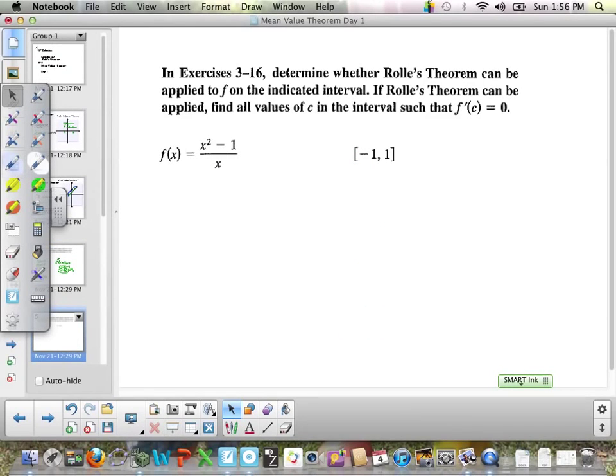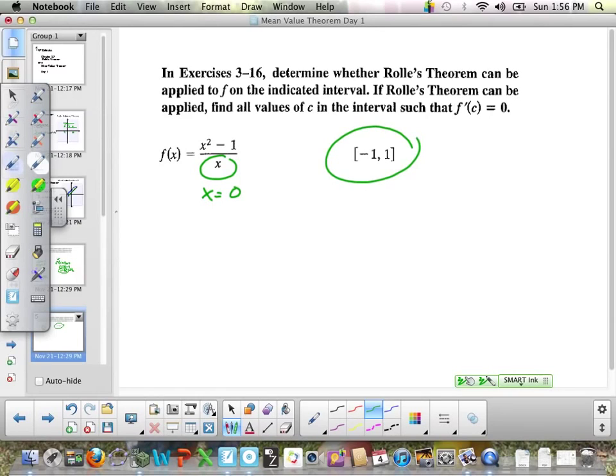Okay, again, Rolle's theorem. Check, can it be applied? First, is this function continuous? Well, right here, when x is 0, we're dividing by 0. So it is discontinuous at 0. That is in the interval. So Rolle's theorem does not apply.